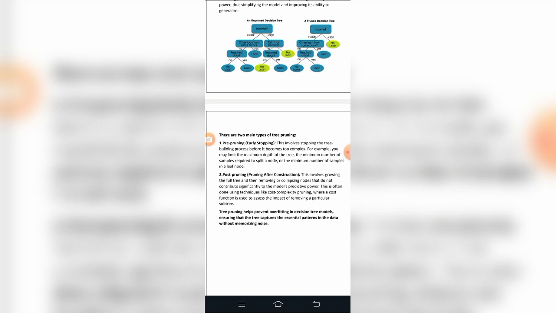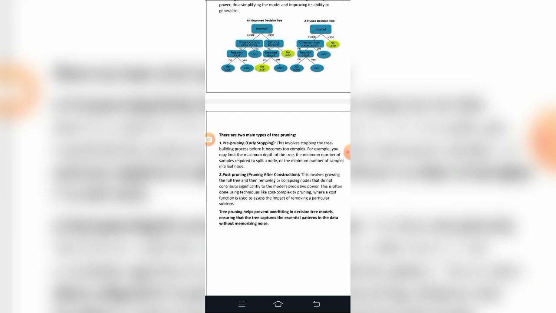The second one is post pruning. Pruning after construction. This involves growing the full tree and then removing or collapsing nodes that do not contribute significantly to the model's predictive power. This is often done using techniques like cost complexity pruning, where a cost function is used to assess the impact of removing a particular subtree.